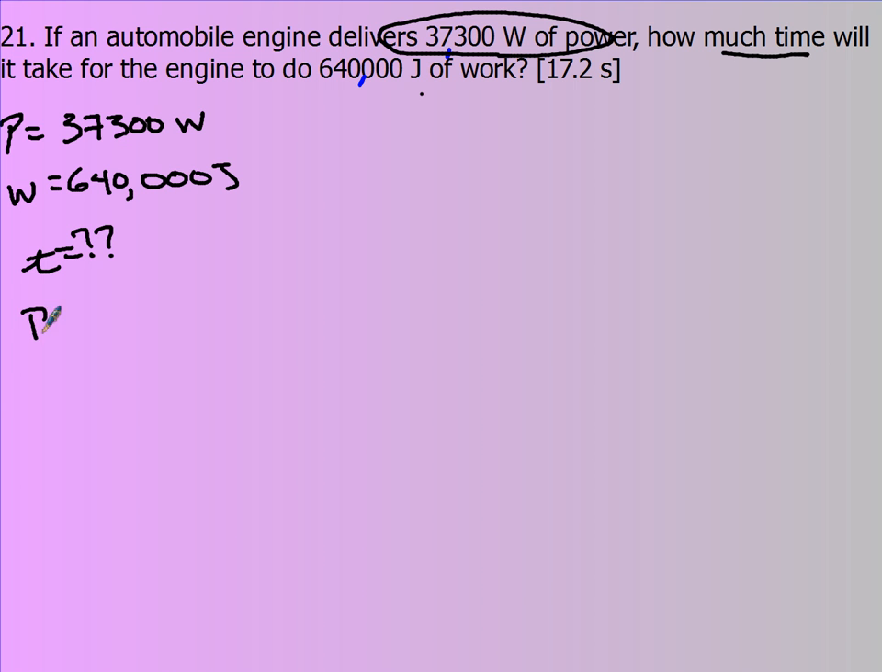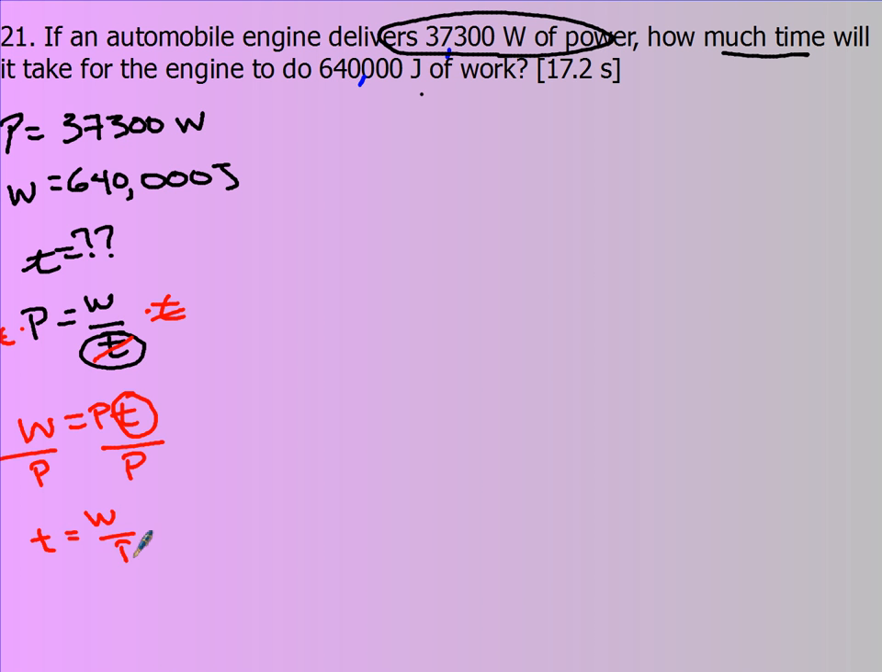So my equation: power is work divided by time. Now I need to solve this for time. I want to get rid of time because it's in the denominator. So to get rid of anything in the denominator, I multiply both sides by it. Those two cancel. So I'm left with work is P times t. But I'm still looking for time. Because I'm multiplying by power, I need to divide. So the time is work divided by power.